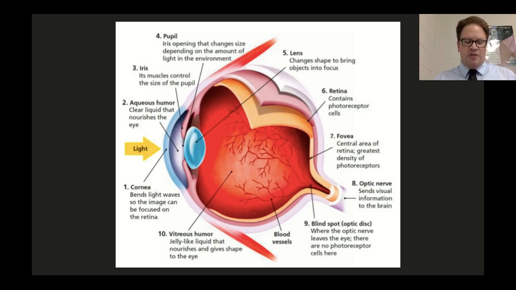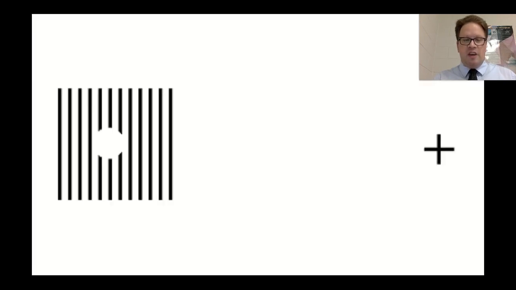Now, the eye transduces the characteristics of light into neural signals that the brain can process in the retina. The retina is a thin, light-sensitive layer at the back of the eyeball that contains millions of photoreceptors and other types of nerve cells. Every eye also has a blind spot, where any stimulus that falls on this area cannot actually be seen. So the blind spot is the point where the optic nerve actually exits the eye, and there are no photoreceptors in that location.